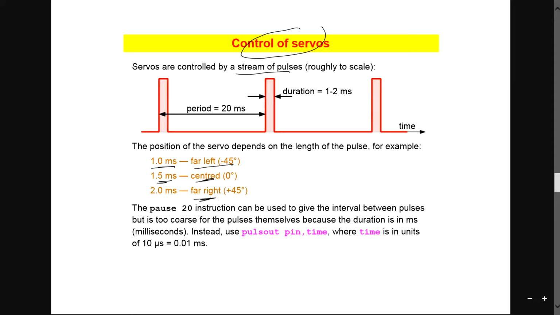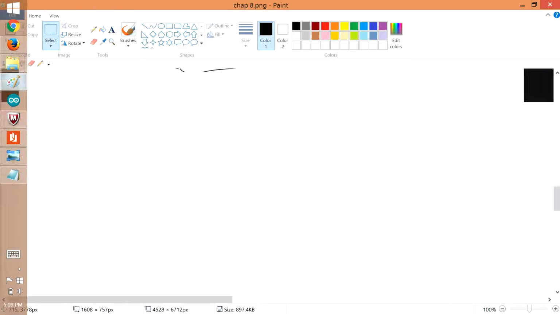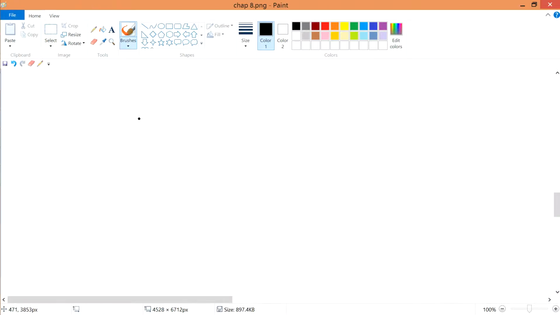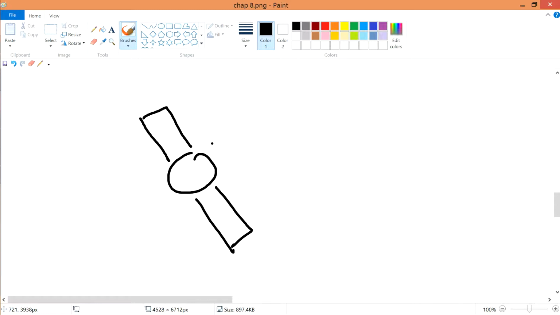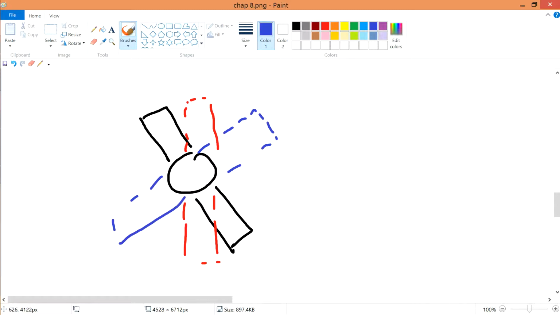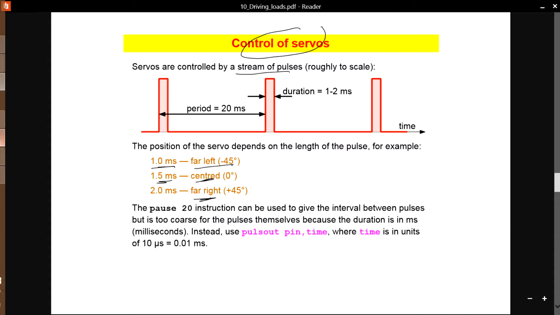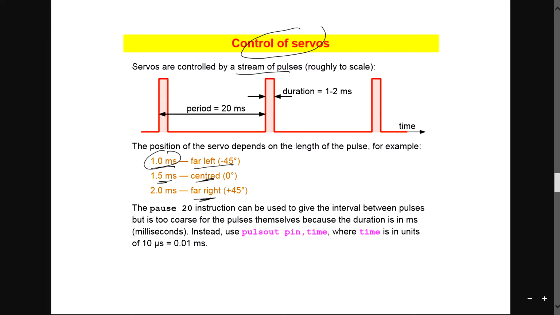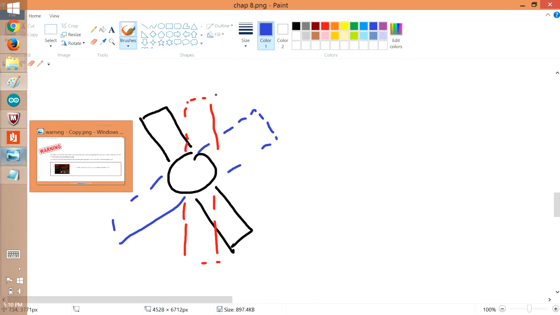So what it means, if I were to show you in terms of a diagram, is that over here at first it was at the right, and for the next 0.5 millisecond it turns here, and then for the next 0.5 millisecond it turns here. You see? So this is what they're trying to say. So 1 millisecond is far left, minus 45 degrees. So I think it should be this section over here.